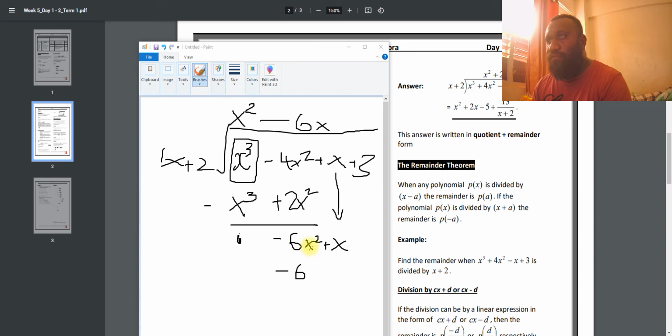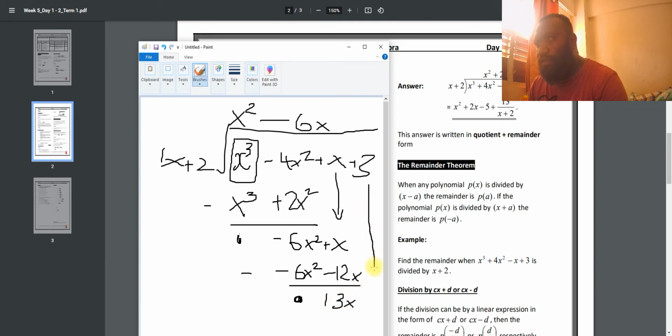Now then negative 6x multiply x gives us negative 6x squared. Negative 6x multiply 2 gives us a negative 12x. Are you with me? Okay. Then we subtract. Subtract negative this gives us a 0. 1 subtract a negative 12 is a positive 13x.